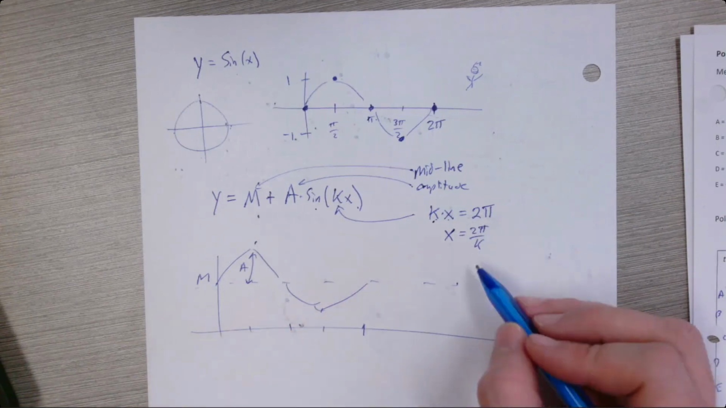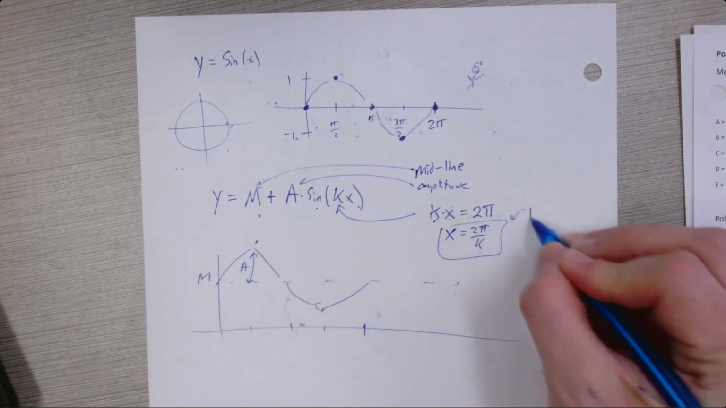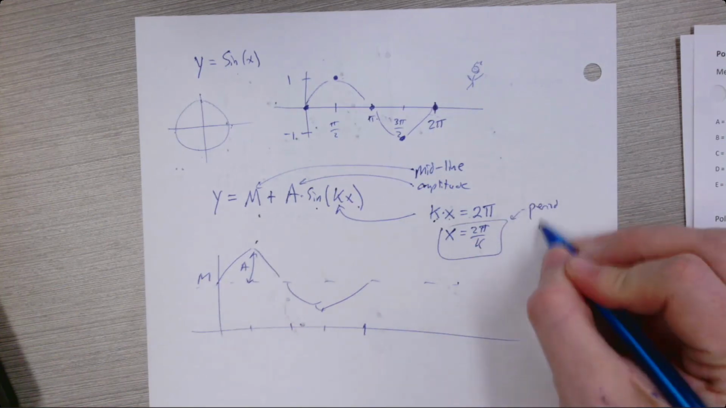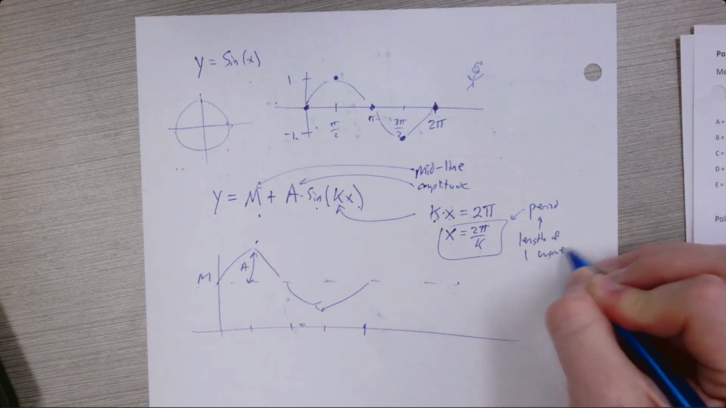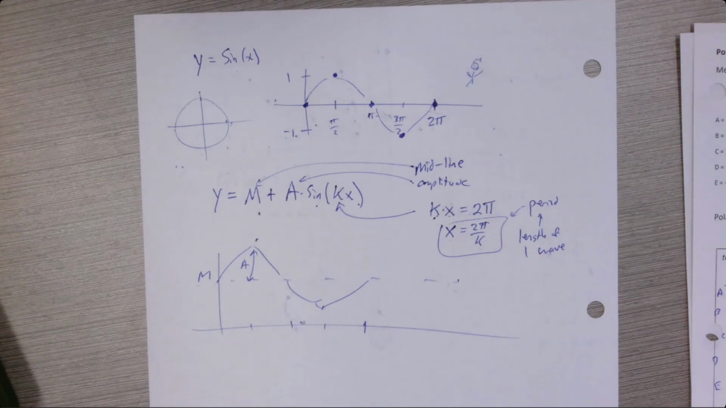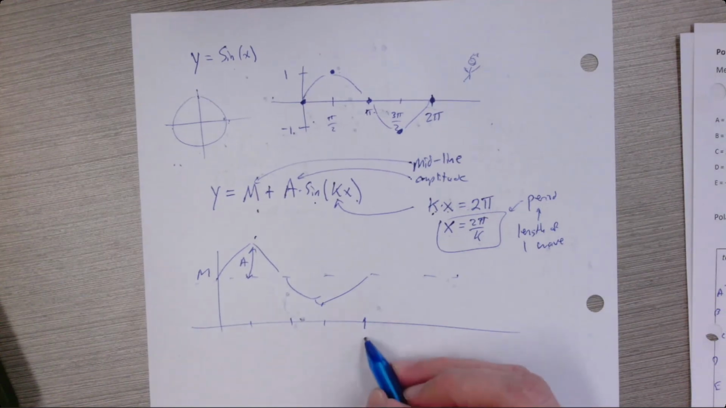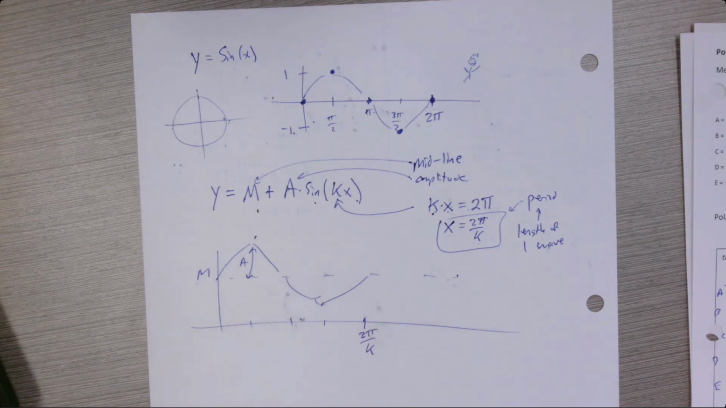And so this is the equation for period, which is what tells you the length of one complete cycle, one complete wave. So this out here would be 2 pi over k. All right, I'm going to pause it.